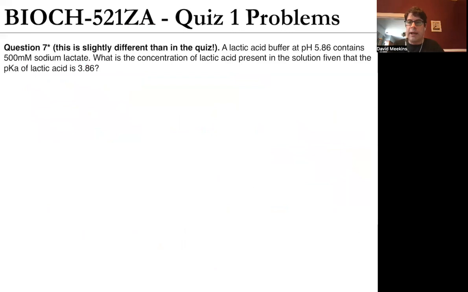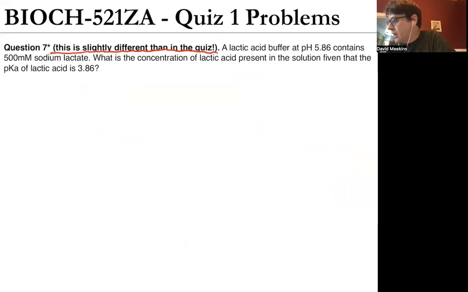Okay, the other one that a few people were having trouble with was question 7 on the quiz. Now, to make everything fair for each other, I'm not just going to give you the answer to that. I just changed one of the values in this. This is slightly different than in the quiz, so don't plug in the answer that I'm about to figure out as the answer on the quiz. You will get it wrong.